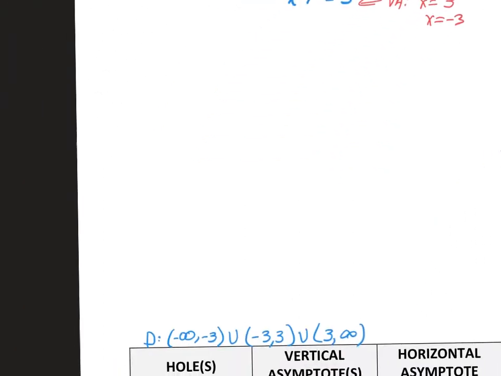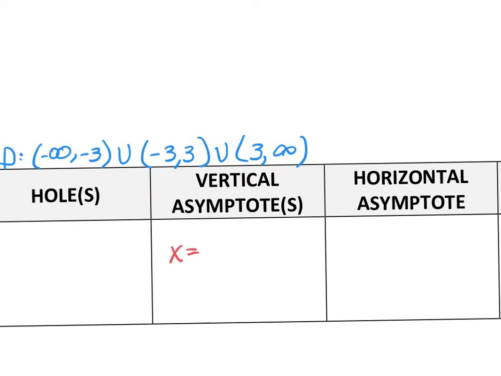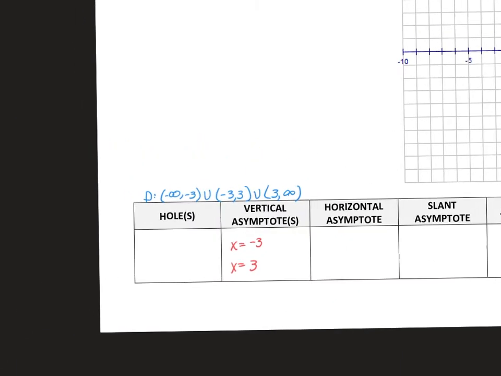Ladies and gentlemen, I cannot express to you enough, when you write your vertical asymptote, it needs to say x equals negative 3 and x equals positive 3. If you just tell me 3 and negative 3, I'm marking it wrong. There's a huge difference between a vertical asymptote and a horizontal asymptote. Different letters. You need to make sure that you denote that to me, please.